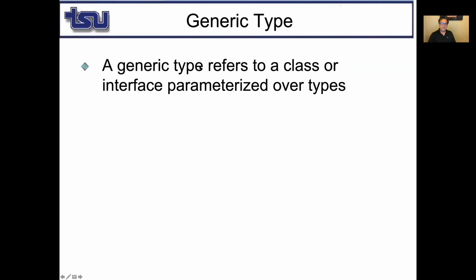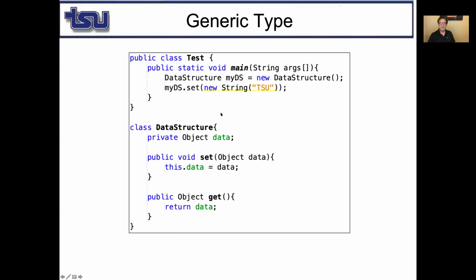A generic type simply refers to a class or an interface parameterized over types. So this is the example that I put. First of all, let's forget about generics. In general, I may define a data structure which may have a data member of type Object. It may have set and get methods just like this. Then I can create an instance of my data structure, and then I may add an object. Well, Object is a superclass of all classes. That means a string is an object. When I create a string object, I can obviously send it as an input for the set method. So this will be fine.